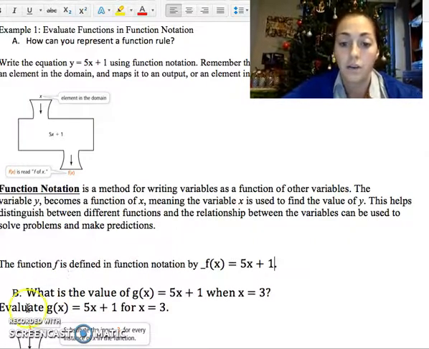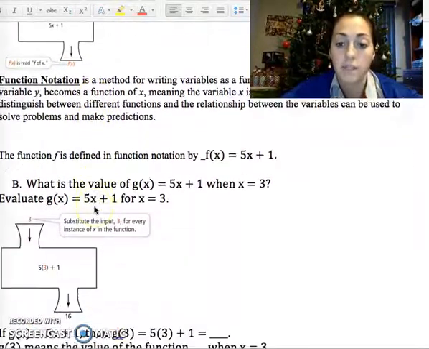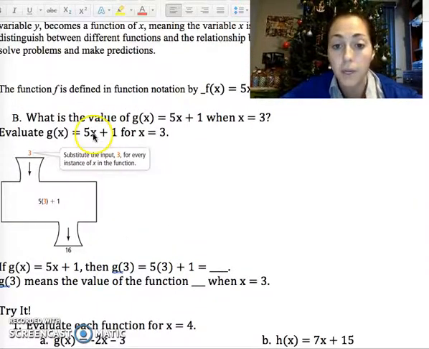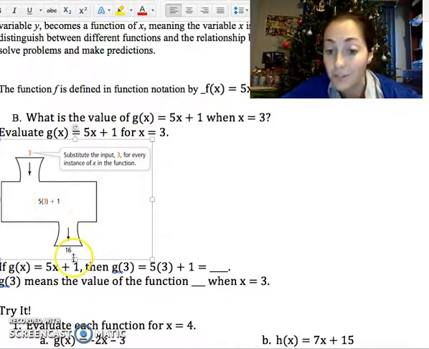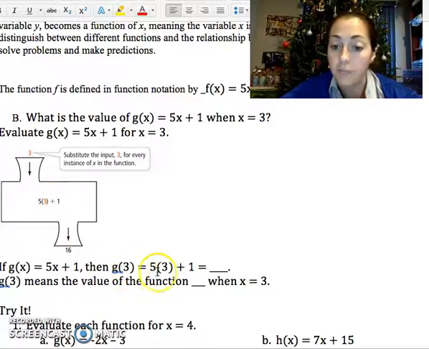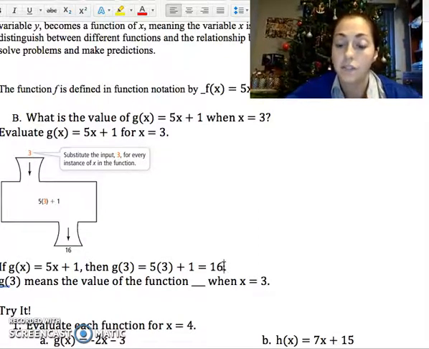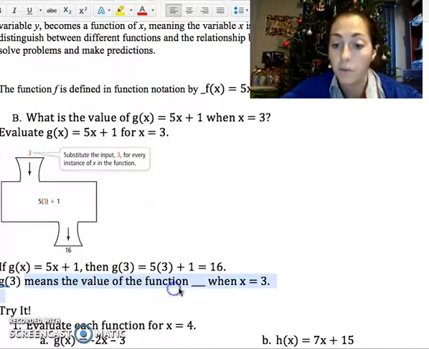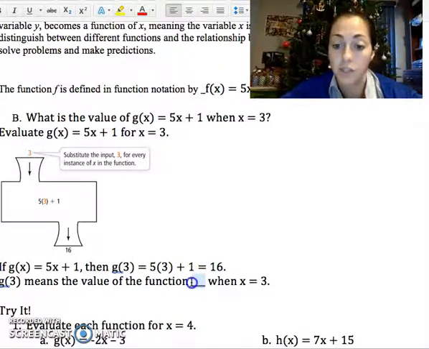Okay. All right. So part B to what we are doing, we've got the question, what is the value of g of x when x equals 3? All that means is you're plugging in 3 into your equation and you should get a certain output. So if you do 5 times 3 plus 1, that is 15 plus 1, 16. And if you notice, it stays as g of 3, which means the value of function g, so the name has changed now from f to function g when x equals 3.